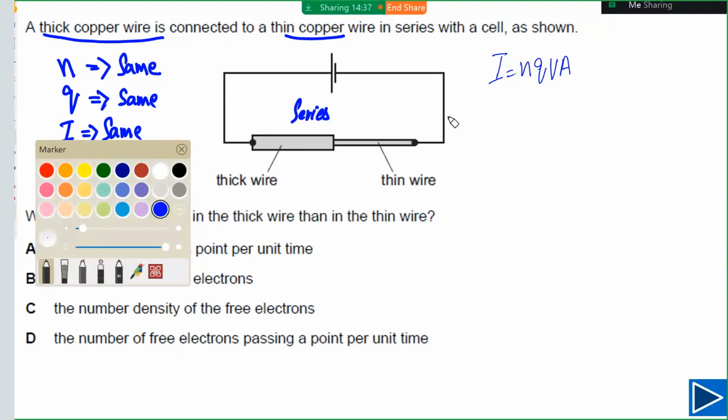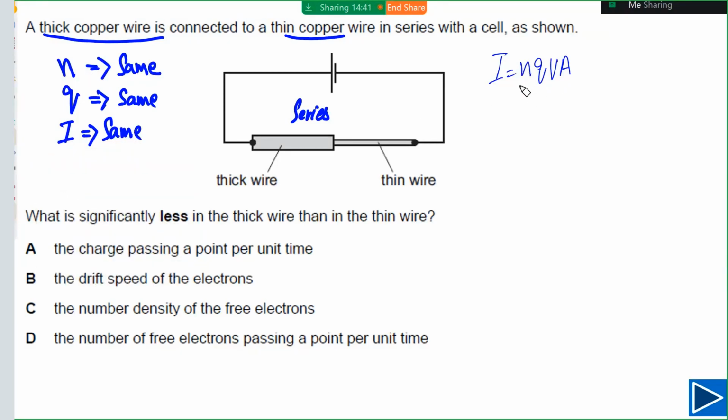In this case, what is the same? We have said n is the same, q is the same for these two wires, and I is also the same. So these quantities we can bring to one side. We can say I over nq is equal to vA. As these quantities are constant, this ratio is also constant. It simply means that vA for these two wires is constant.